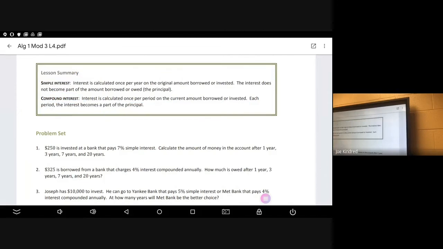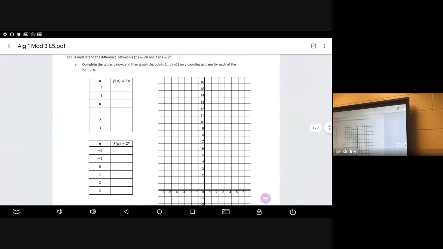And then lesson five, it's basically wanting you to recognize the difference between a linear and an exponential growth. And we saw in our problem that we did earlier, the exponential growth can grow fast at a higher rate. So that concludes our video, and we'll come back and do some work.